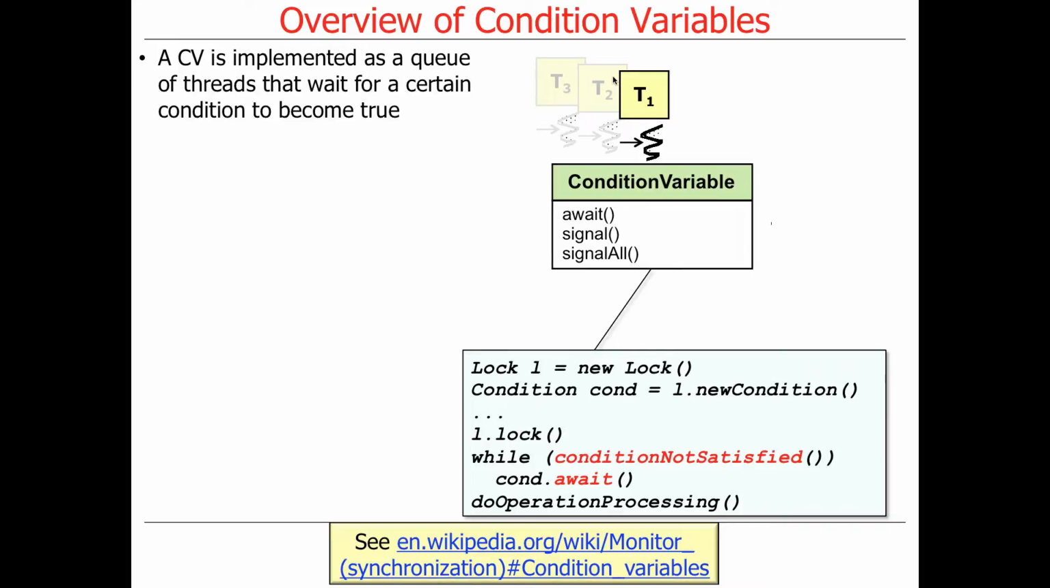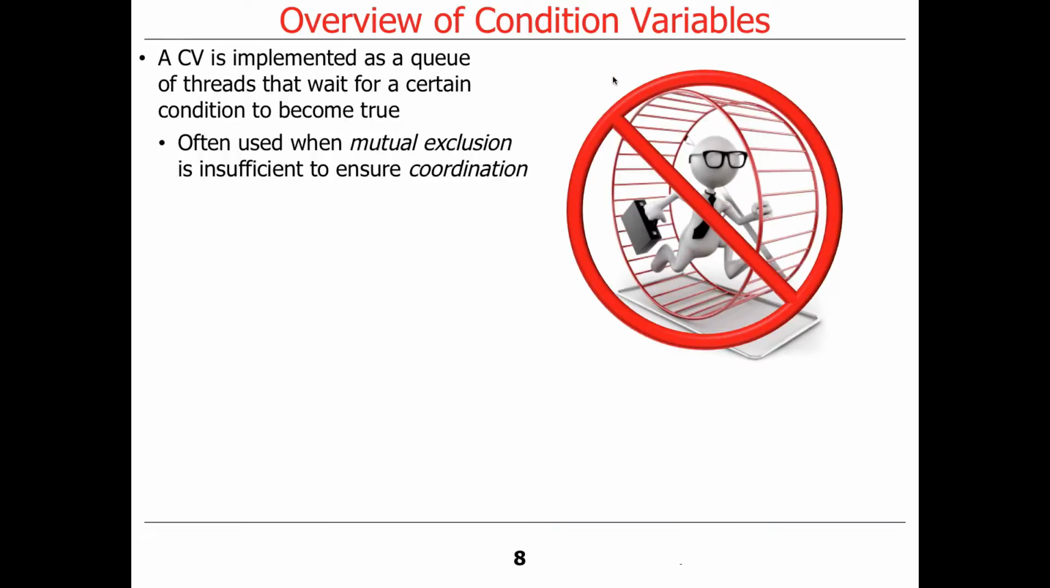Condition variables under the hood are implemented as a queue of threads, typically called the wait set, that wait for a certain condition to become true. So we have a queue of threads that are used to wait on a condition variable, and there are properties that allow them to wait while the condition they're waiting on is not true or not satisfied.